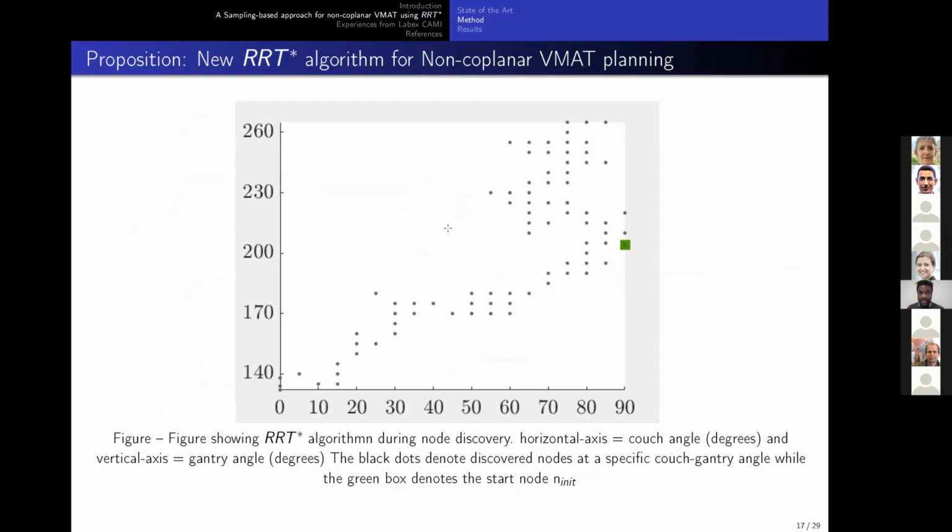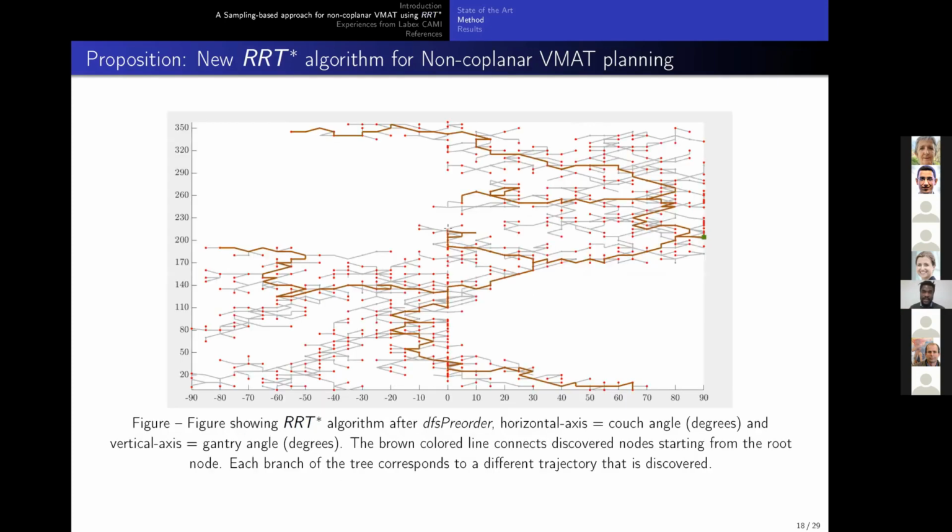So here we are showing what the algorithm looks like when it's proceeding. It's sampling nodes from the root node. It's sampling the space and builds up these nodes, and then at the end we'll have a tree that looks like this. And then we will run the depth first search up from the terminal node to the root node to find the best trajectory on this tree.